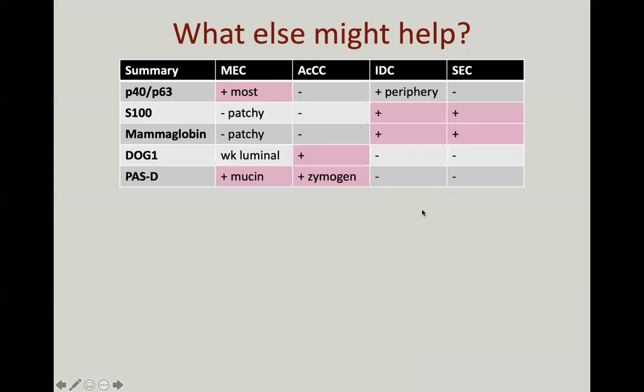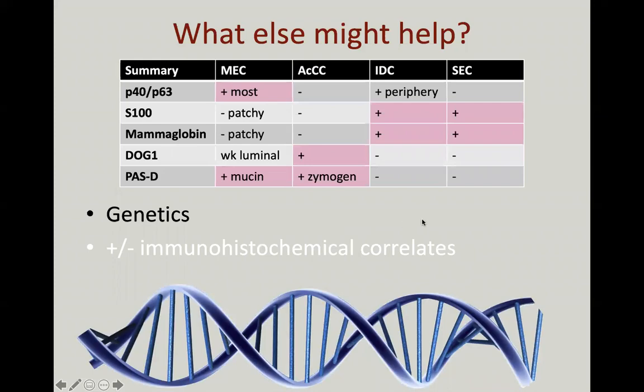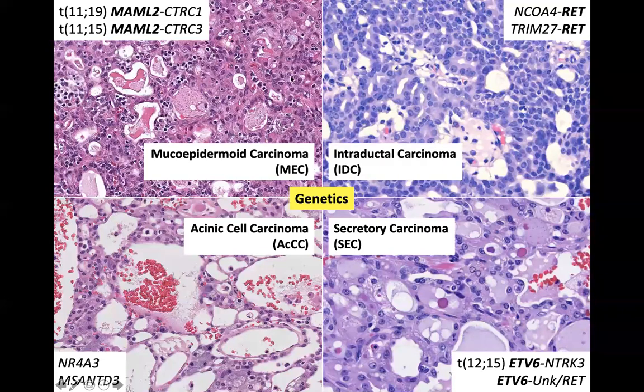Okay, so in addition to those immunostains, I think in this differential diagnosis, immunohistochemistry is quite helpful. However, we often also refer to genetics in some of these cases. As a reminder, the genetics of MAML2 rearrangement are highly specific for mucoepidermoid carcinoma. Intraductal carcinomas have RET rearrangements. Secretory carcinomas have ETV6 rearrangements. And now we're starting to learn that acinic cell carcinomas also have abnormalities in the NR4A3 and MSANTD3 genes.